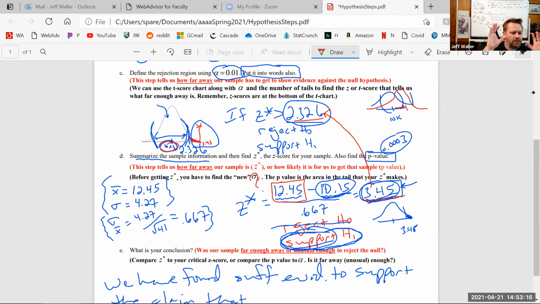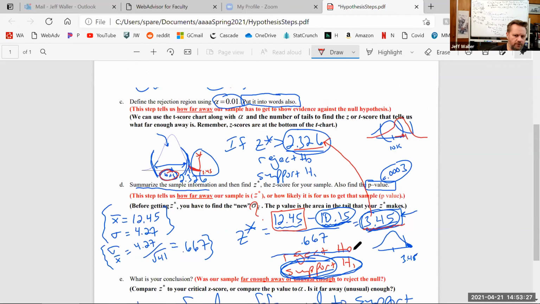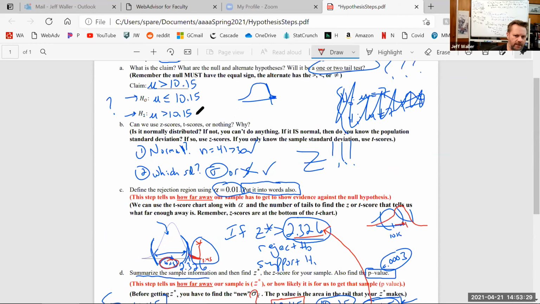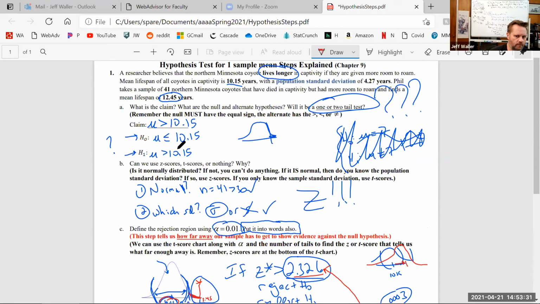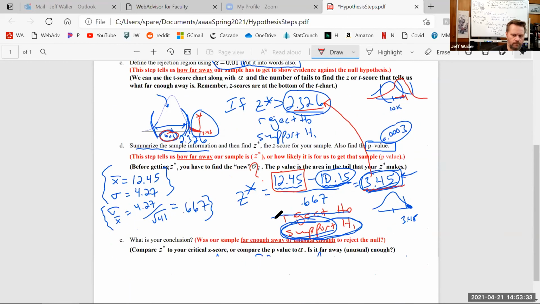Now, what if the z-score was lower, would it have been the opposite situation? Yeah, we would have failed to reject the null. We would have failed to support the alternative. We would not have been able to say this. Oh, okay. I think I'm piecing it together now.